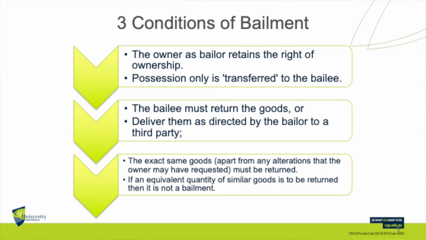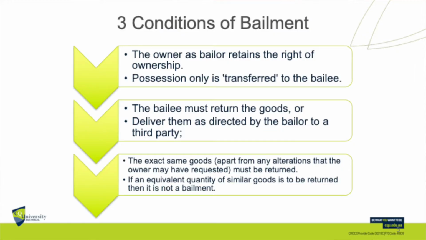So, a bailment arises when 3 conditions are met. First and most fundamentally, bailment arises when the owner, as bailor, retains ownership of a thing, but possession is transferred to someone else. For example, I retain ownership of my car, but my friend borrows it. I still own the car, but I don't have possession of it anymore.